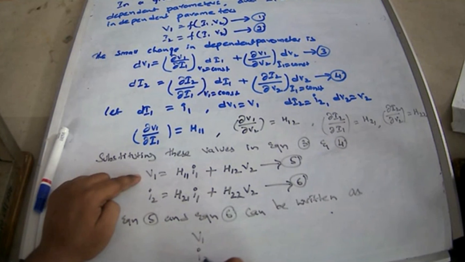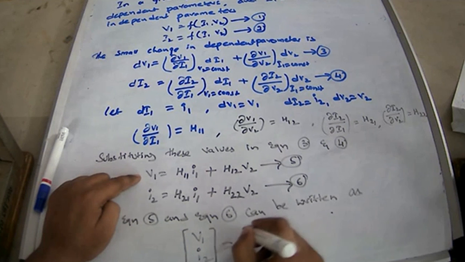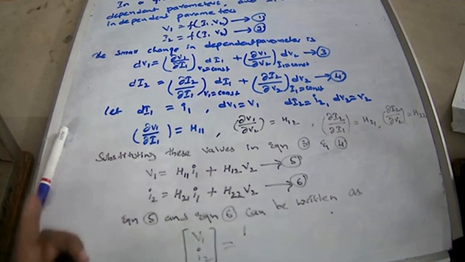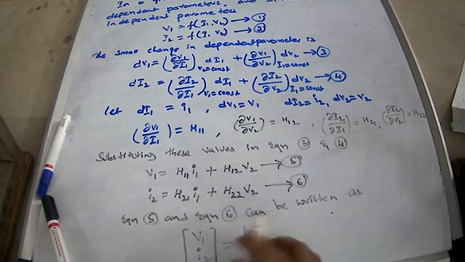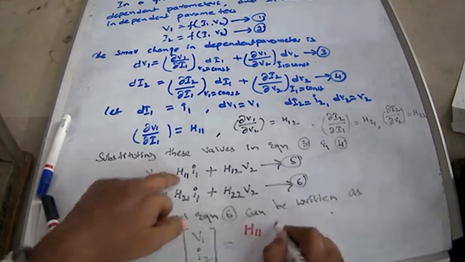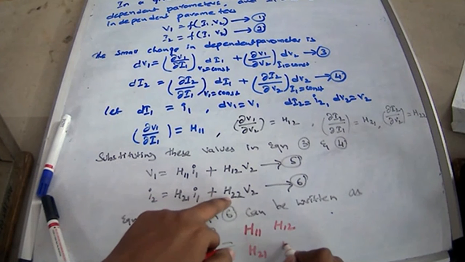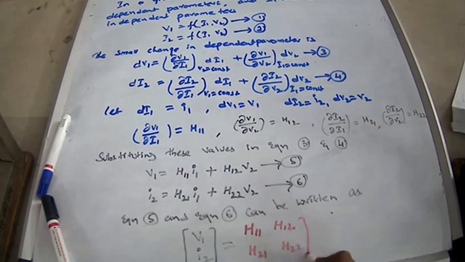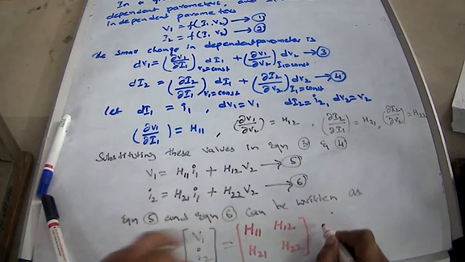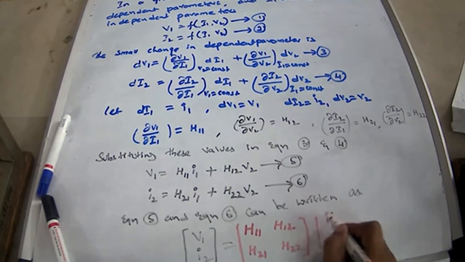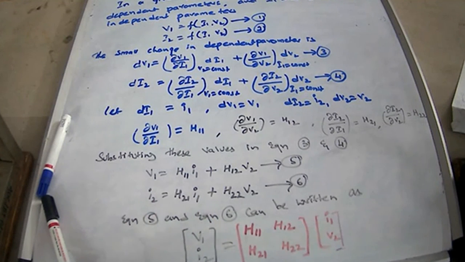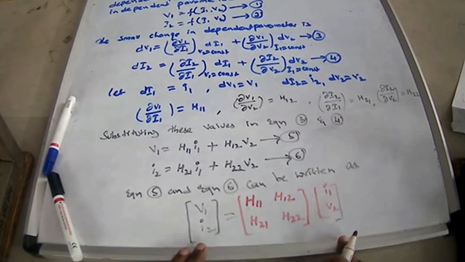V1, I2 is equal to h11, h12, h21, h22 with respect to I1, V2. So this is our matrix form for H parameter.